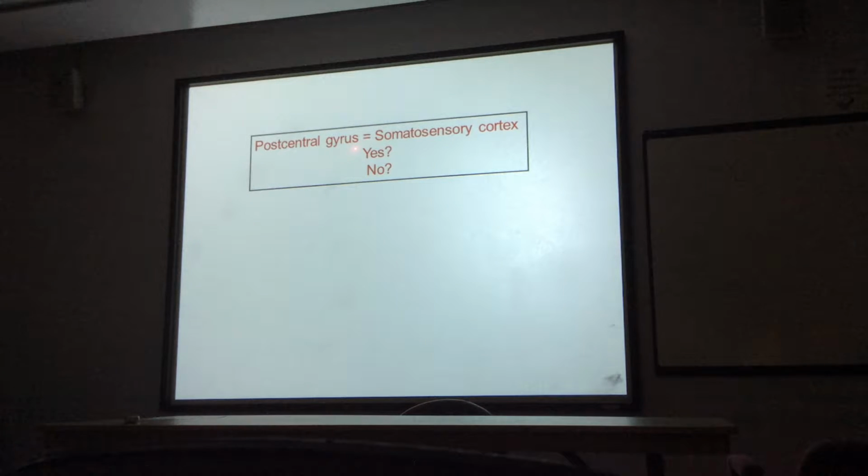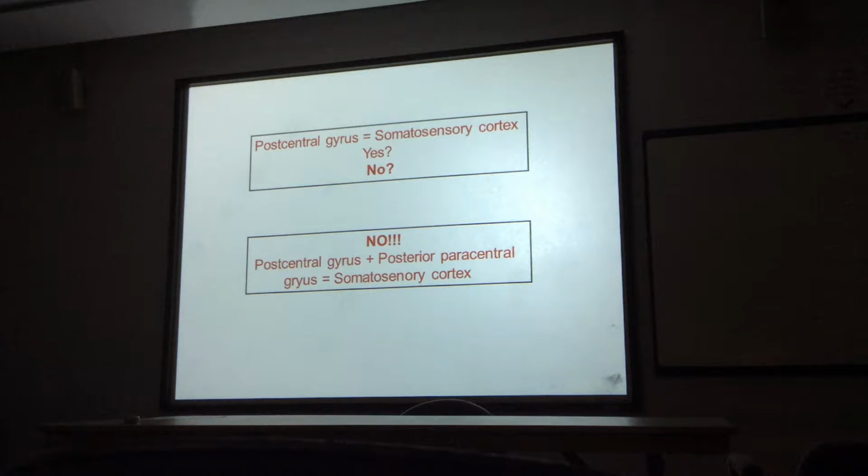Question: does postcentral gyrus equal somatosensory cortex? Yes or no? Are they the same thing? Can you use them interchangeably? Anybody? Nobody wants to walk out on a limb? No. Postcentral gyrus plus posterior paracentral gyrus equals somatosensory cortex. So the first question is answered: the terms are not interchangeable.